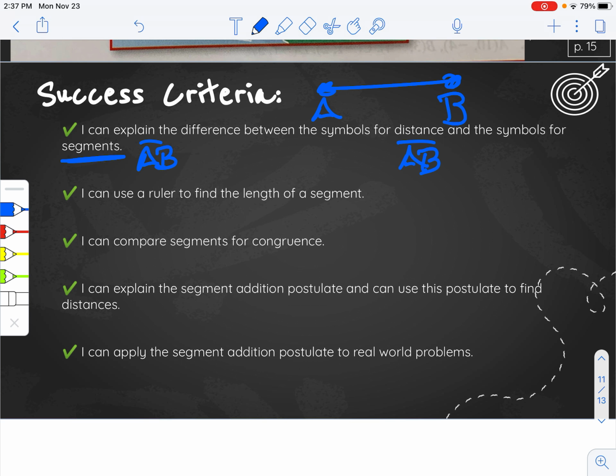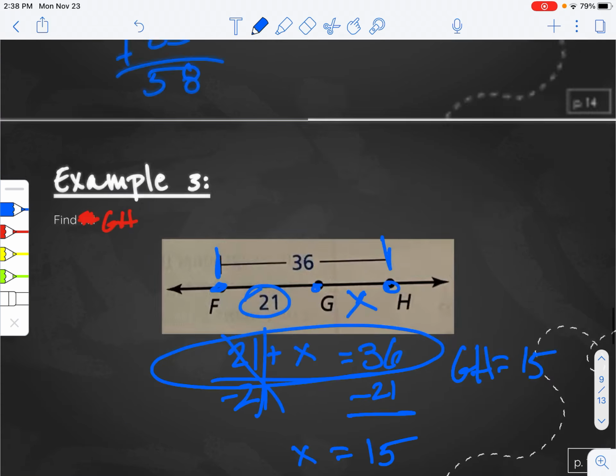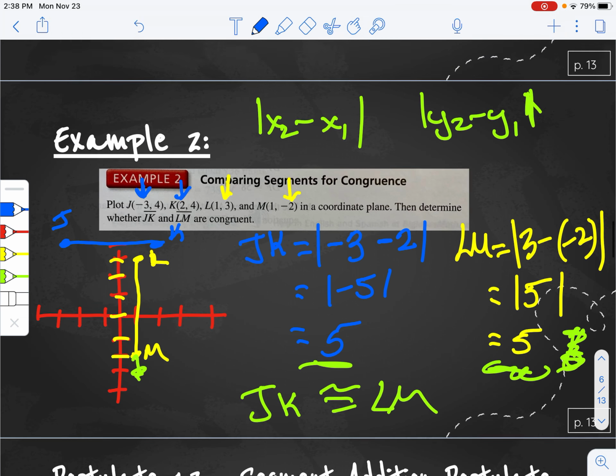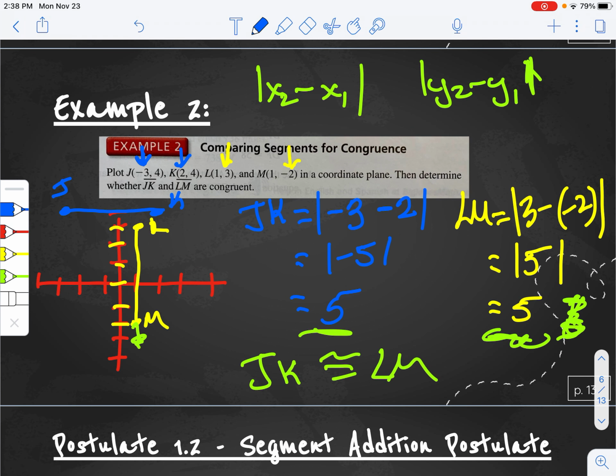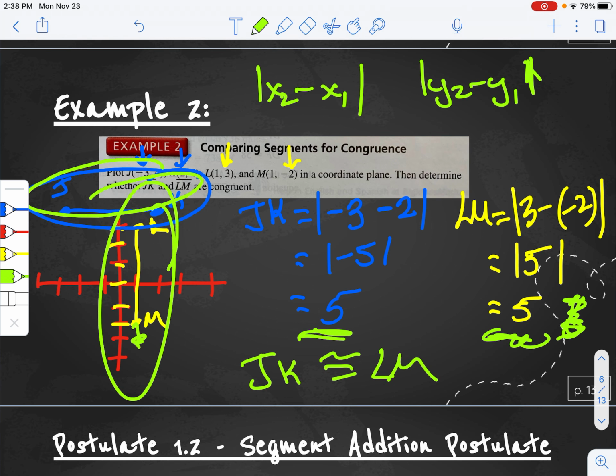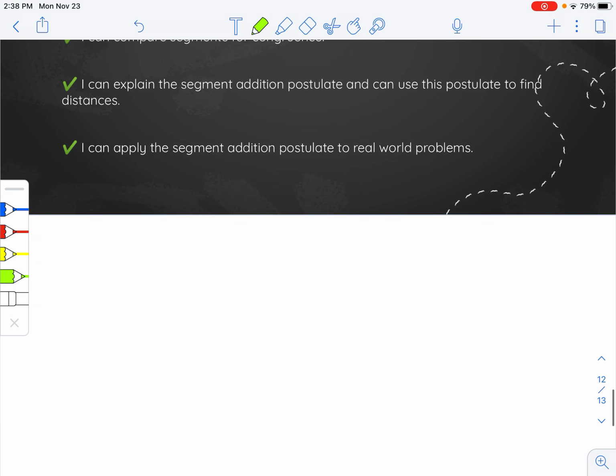Second one, I can use the ruler to find the length of the segment. That's one that I hope that you could do already. That's just if you have a segment on a piece of paper, you can hold a ruler up to it and you can tell how long that segment is. I think we should be able to do that. I can compare segments for congruence. That was what we did right here. We looked at these two segments, JK and LM. We said they both were equal to 5, so we compared them, said, hey, those two things are congruent.